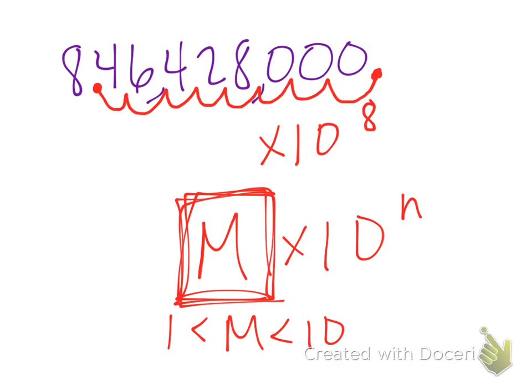So now let's say we just want 2 decimal places. It will usually specify how many decimal places we want. Let's just say we want 2 decimal places, which means we would have 8.46.